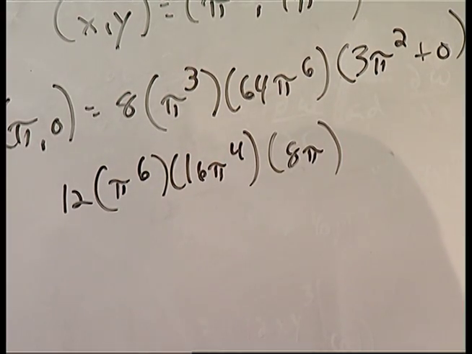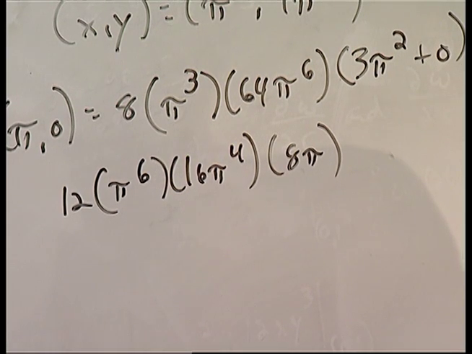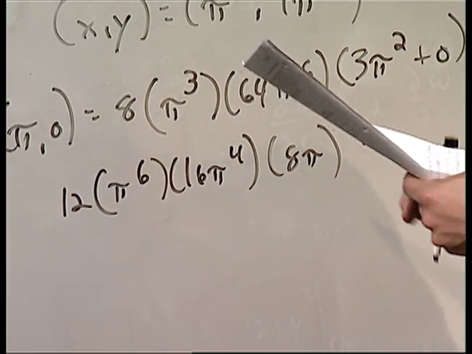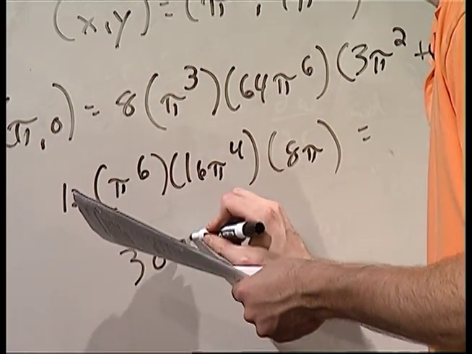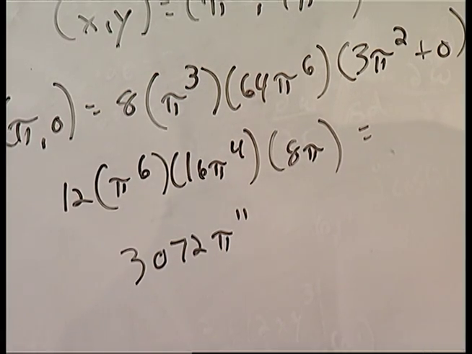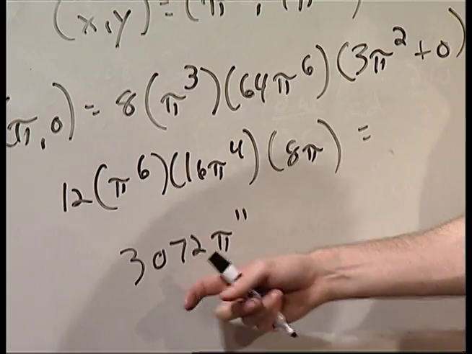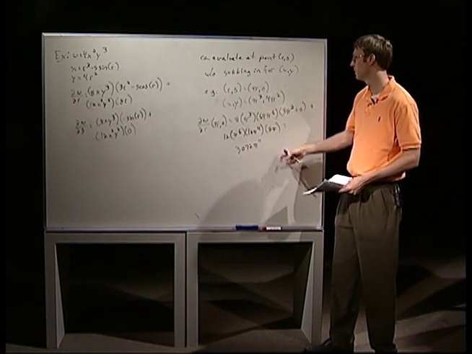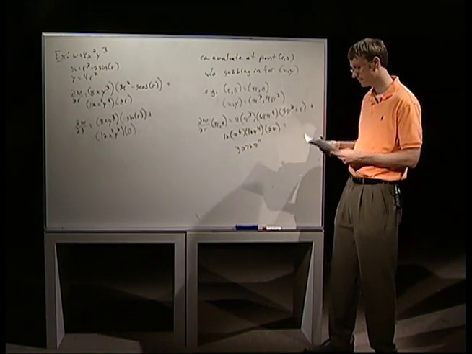So what on earth is all of this? Well, it's a lot. It's something with 8 and 64. Do I have an answer here? I claim it's 3,072 pi to the 11th. And probably I'm right. So that looks good. So you can do that without having to actually plug in for x's and y's over here. Okay, so sometimes it's a shortcut.